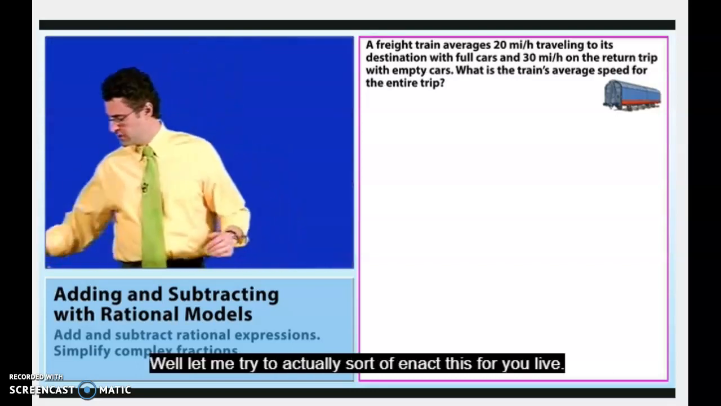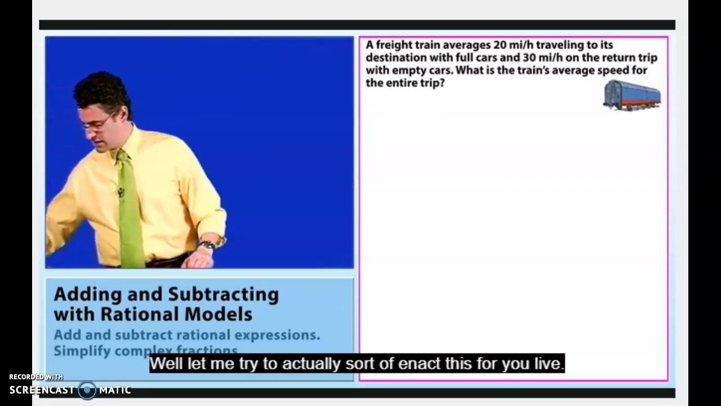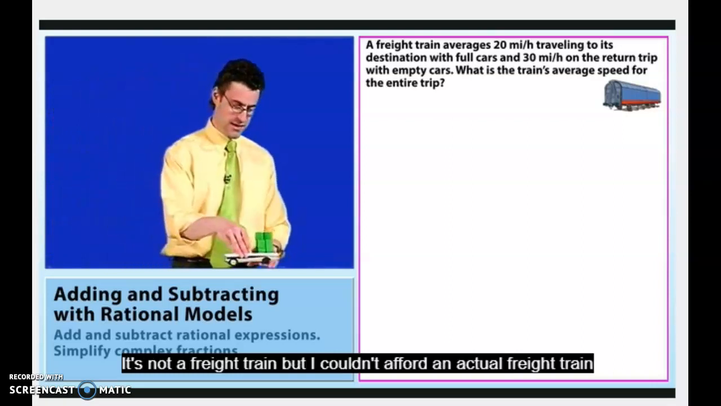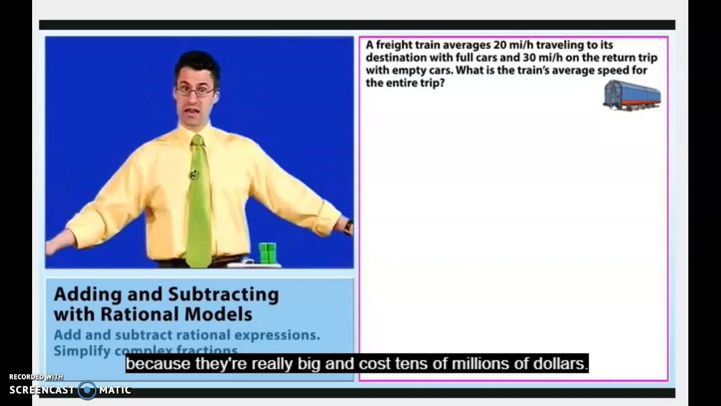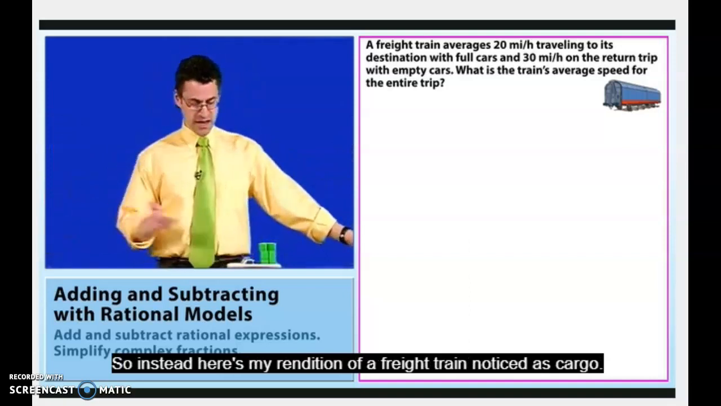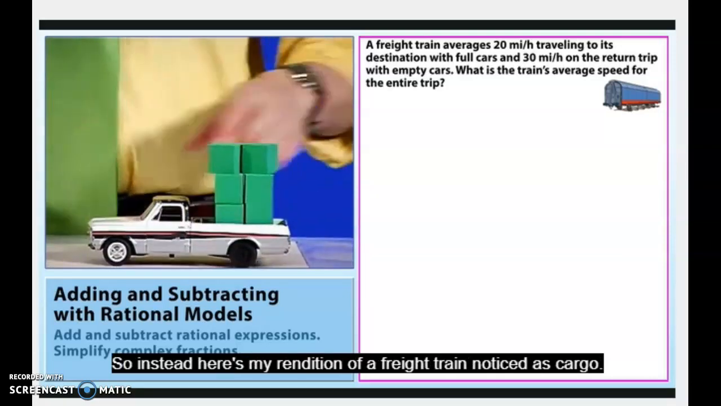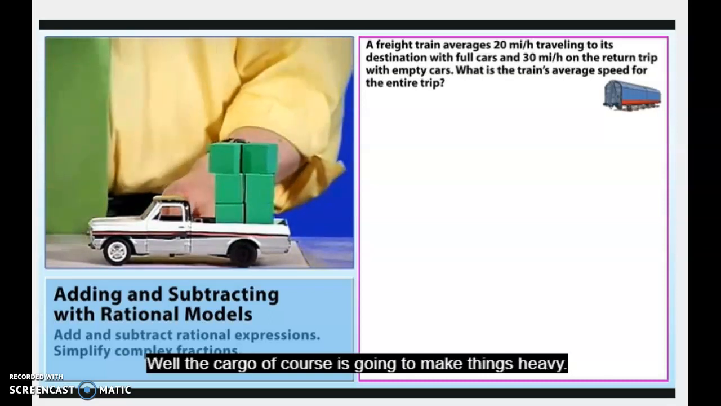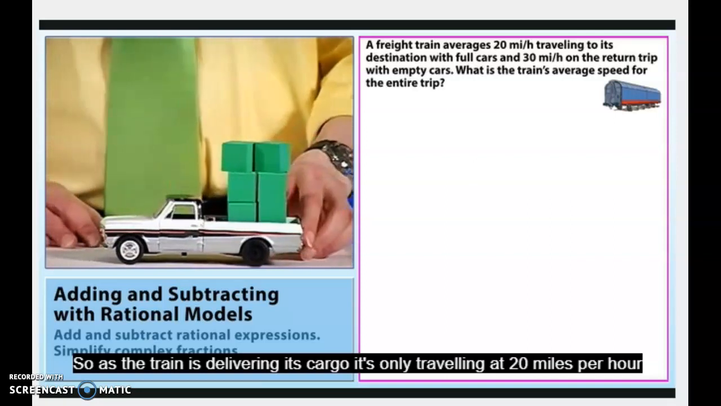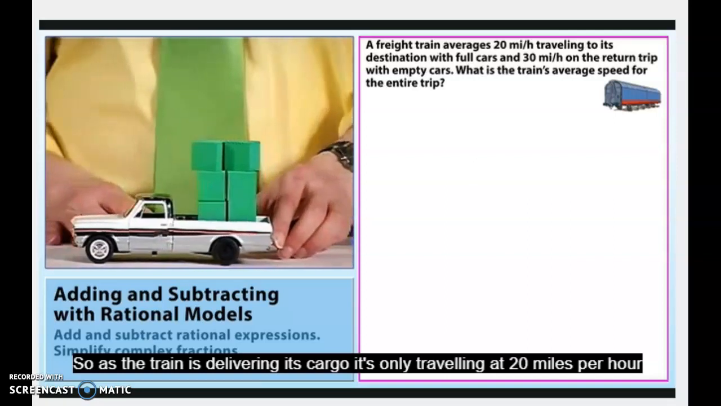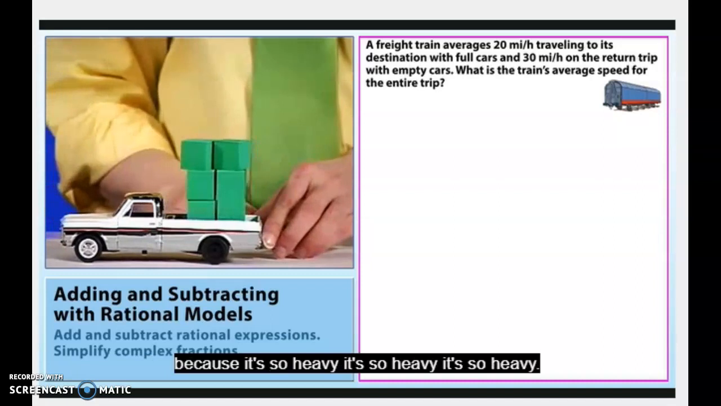Why are there different speeds? Well, let me try to actually enact this for you live. It's not a freight train, but I couldn't afford an actual freight train because they're really big and cost tens of millions of dollars. So instead, here's my rendition of a freight train. Notice this cargo. The cargo, of course, is going to make things heavy. So as the train is delivering its cargo, it's only traveling at 20 miles per hour because it's so heavy.